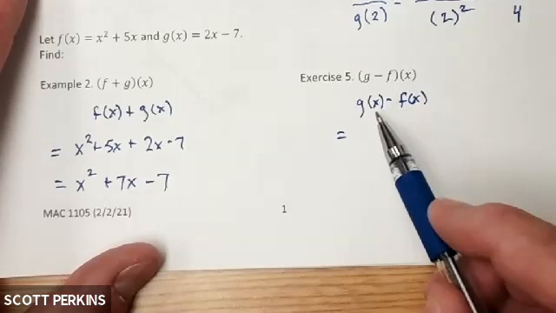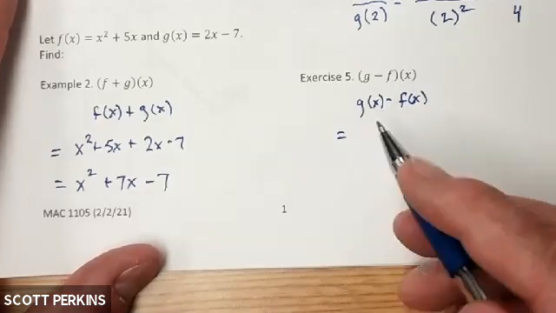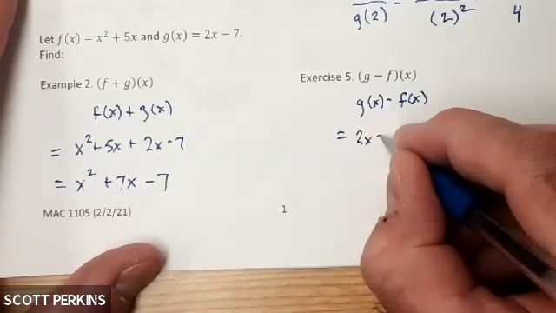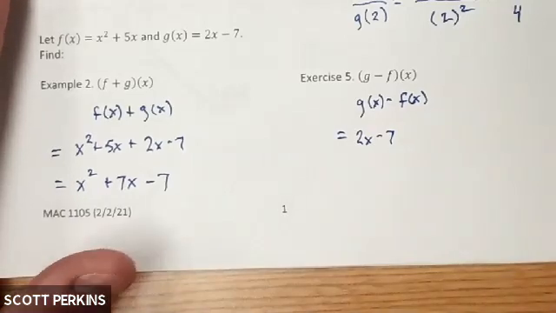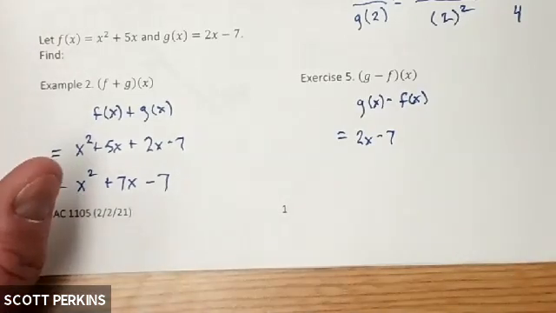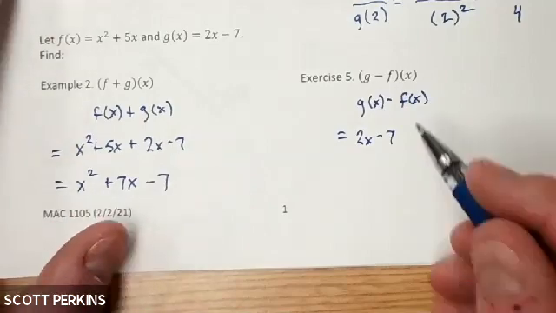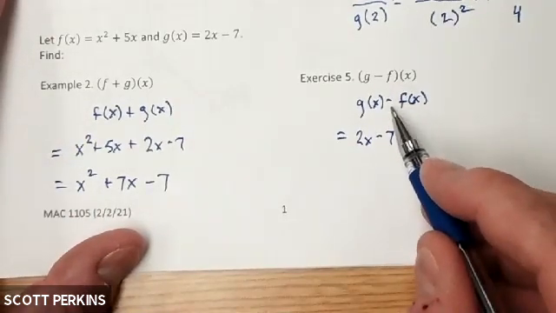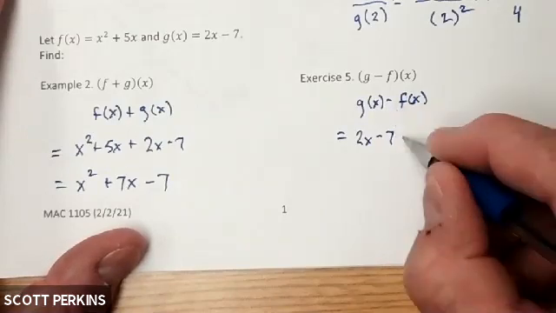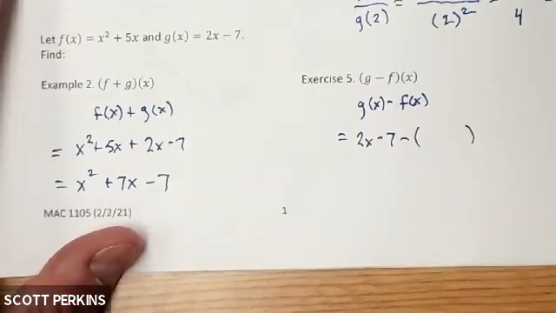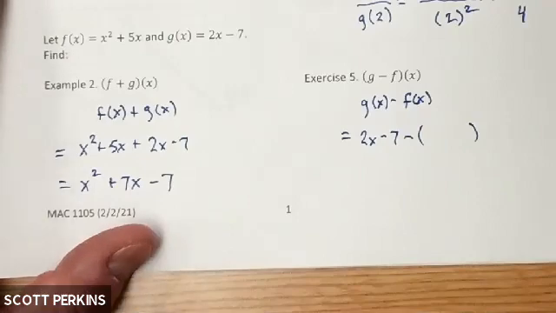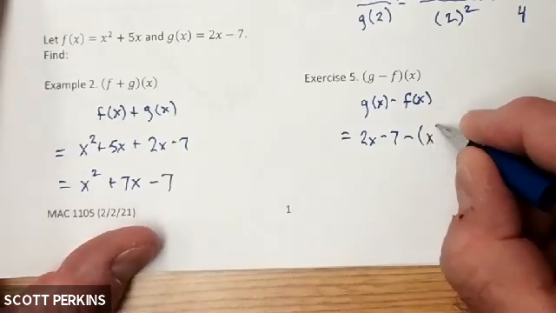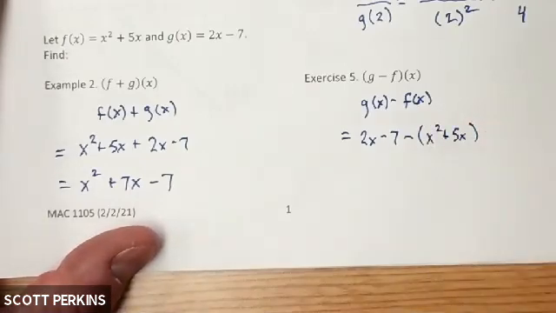So this time it's g of x minus f of x. So the function g is 2x minus 7. Okay, so if you missed this next part, I totally get it. Take this opportunity to learn. When we got that subtraction there, we've got to make sure that we subtract everything that comes next. So to remind myself of that, I'm going to put some parentheses to say I'm subtracting everything that comes after this. And so that is x squared plus 5x.